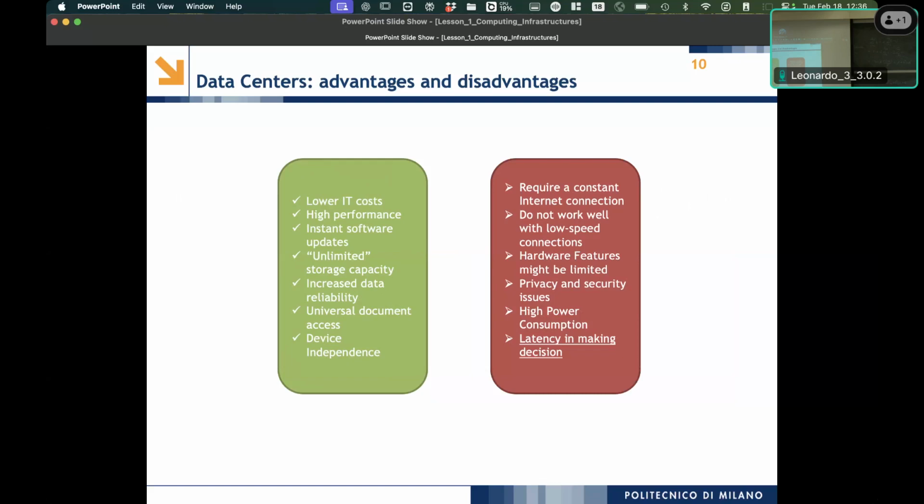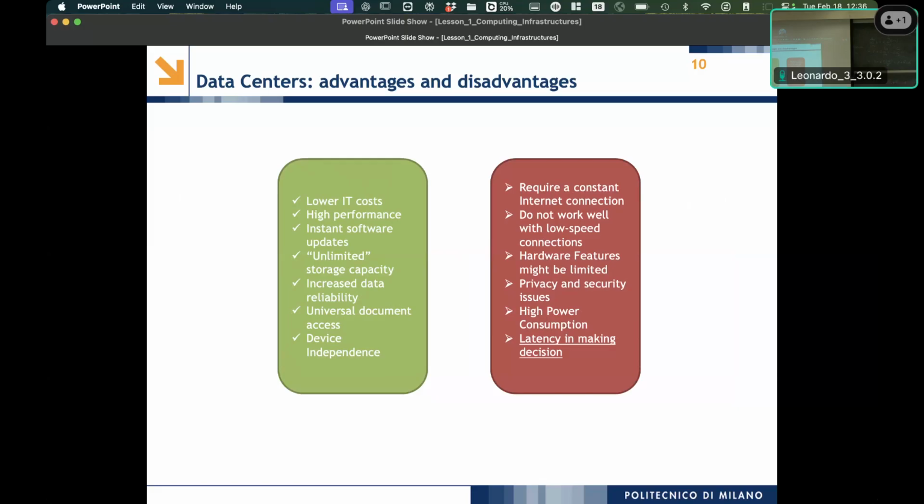We have higher reliability because of replication, and the nice things that are interrelated are universal document access and device independence, because I can access from my mobile phone the same data that I have on my laptop, for example. This is beneficial in the way we use ICT solutions today. Okay, these are the pros, and which are the limitations?